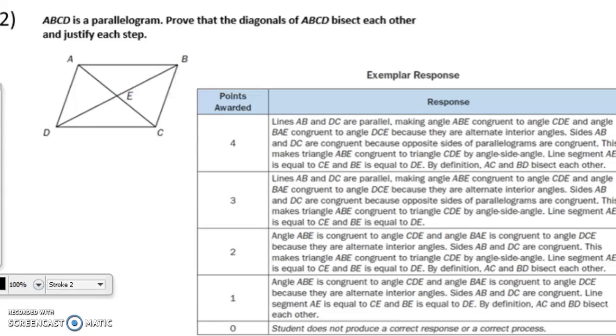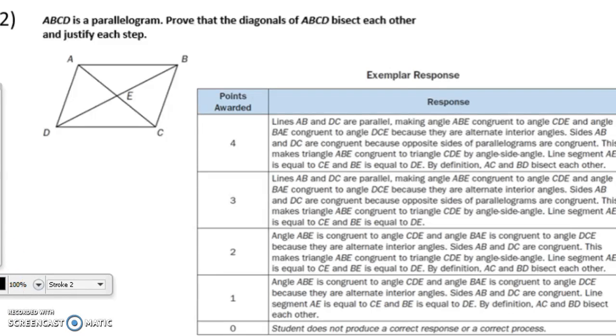ABCD is a parallelogram. Prove that the diagonals of ABCD bisect each other and justify each step. Okay, so this one isn't multiple choice, but I really wanted you to see it. So you're given this proof and you have to do a constructed response.